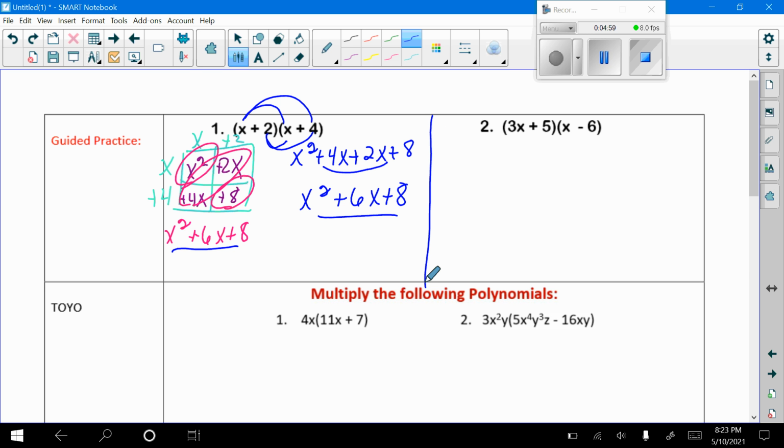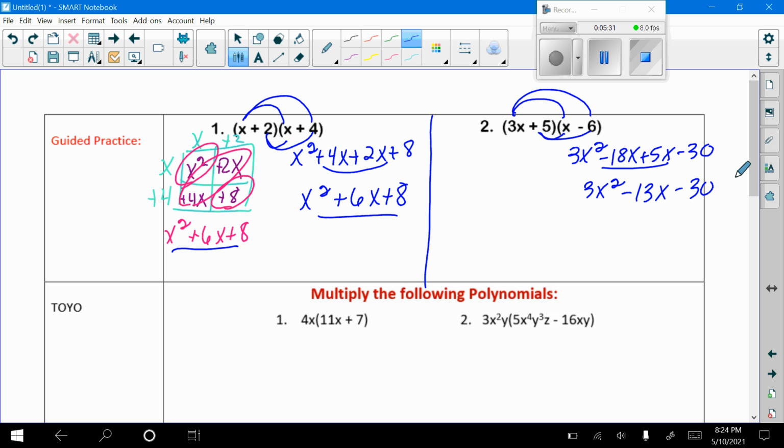This other one's a little different in that I have a coefficient on this first binomial, but I am going to say 3x times x is 3x squared. 3x times negative 6 is negative 18x. 5 times x is positive 5x, and 5 times negative 6 is negative 30. Middle terms, let's combine them. I get 3x squared minus, well, negative 18 plus 5 is negative 13x minus 30.